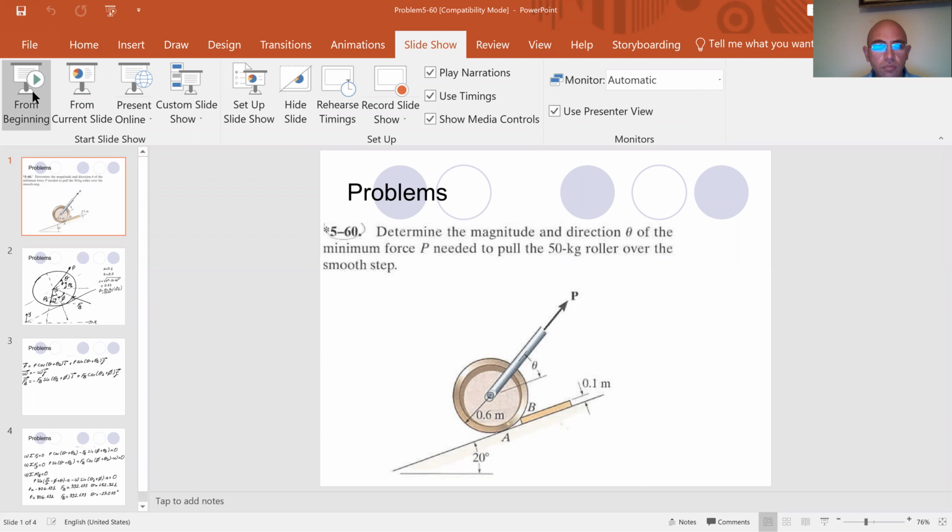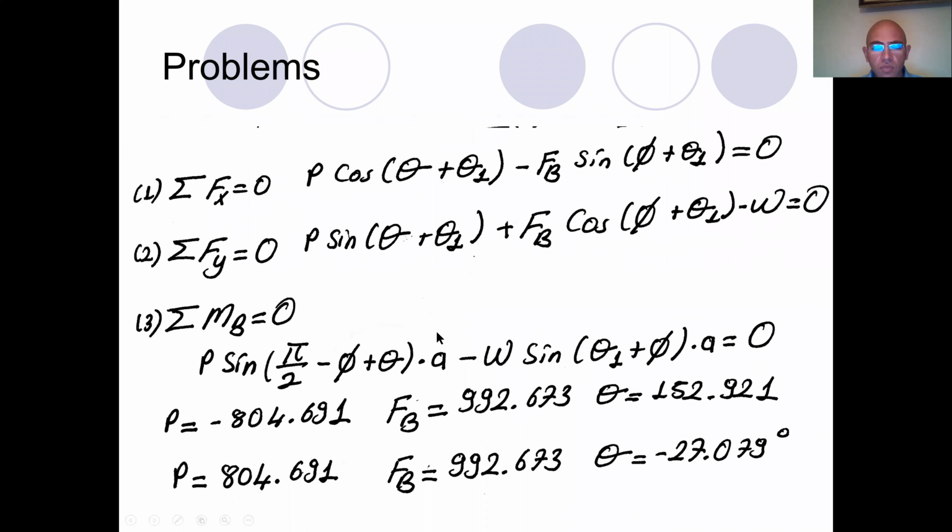No, I'm sorry. Okay, so now P multiplied by sin P divided by 2 minus phi plus theta multiplied by A minus W sin theta 1 plus phi. Now I need to calculate the phi. Okay, this will be the second thing, because theta 1 is given, theta is unknown, P is unknown, FB is unknown, and I have to calculate the phi.